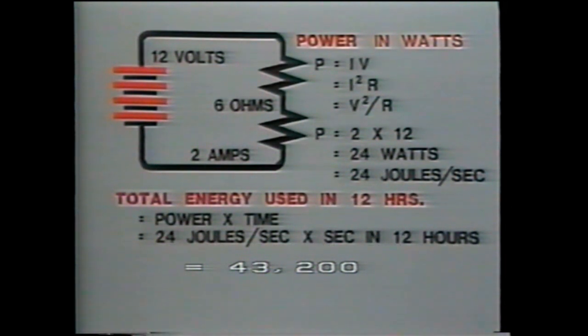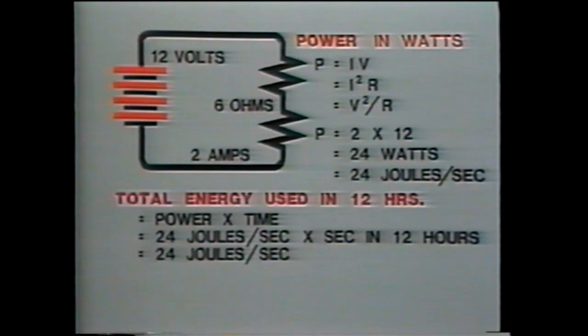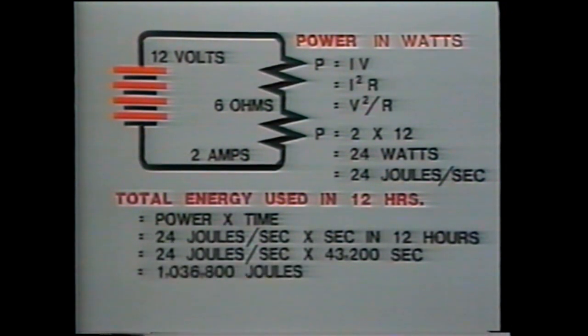Therefore, energy is equal to 24 joules per second times 43,200 seconds. This works out to be energy equal to 1,036,800 joules. As you can see, the joule is a very small unit, so energy is usually measured in watt-hours or kilowatt-hours.